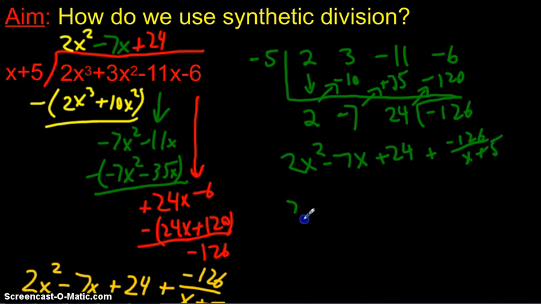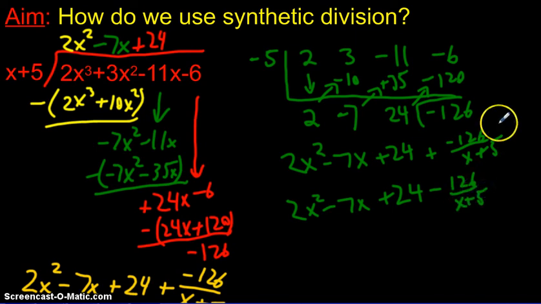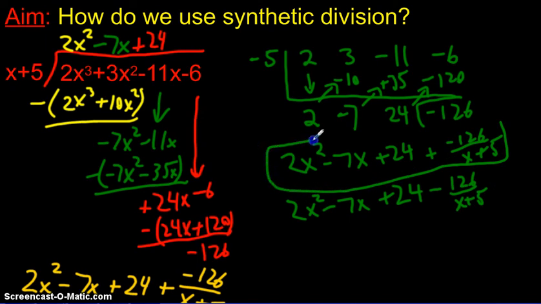We could also write it this way. Forgot to mention this yesterday. Plus 24 minus positive 126 over x plus 5. Either of those is correct. Personally, I would use this one. The remainder should be negative.